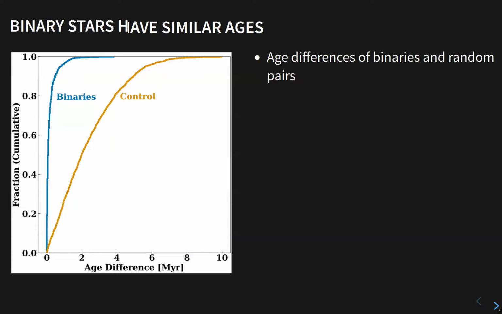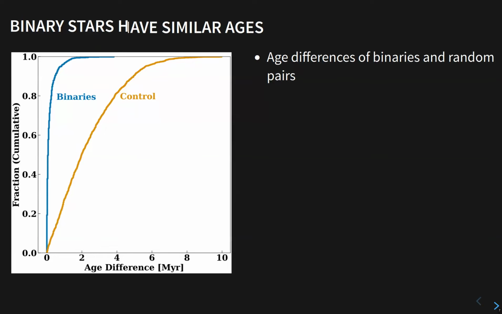That's shown with the cumulative distribution here in blue. You can see that the binary stars tend to form at comparable times in the simulation, typically within a few 100,000 years of each other, which is comparable to the free fall time of a gas core. And for comparison, I have this control sample of randomly chosen pairs.